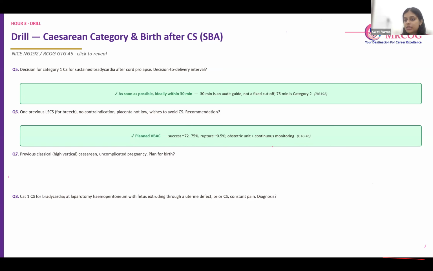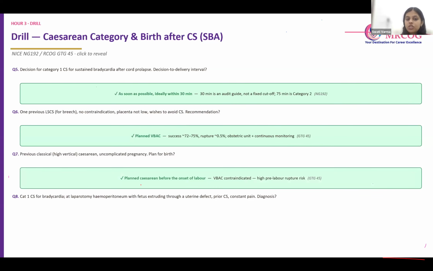This is the prerequisite. Previous classical cesarean section, uncomplicated pregnancy. We can't allow her to deliver vaginally. She should always be taken up for cesarean section because of high risk of rupture. Planned cesarean before the onset of labor at any cost. VBAC is contraindicated here because of high pre-labor rupture risk.